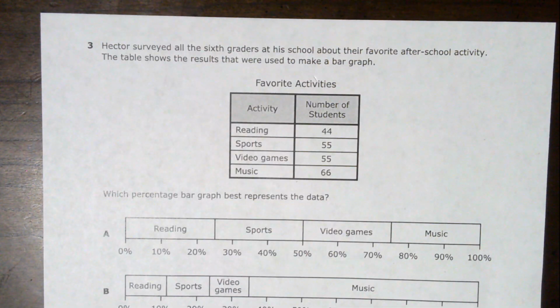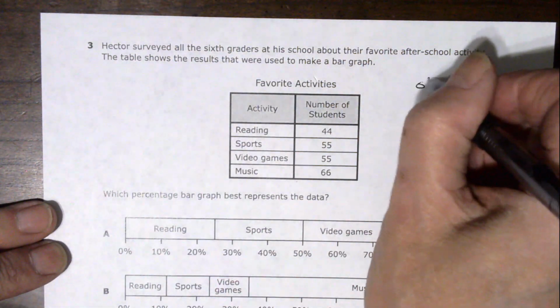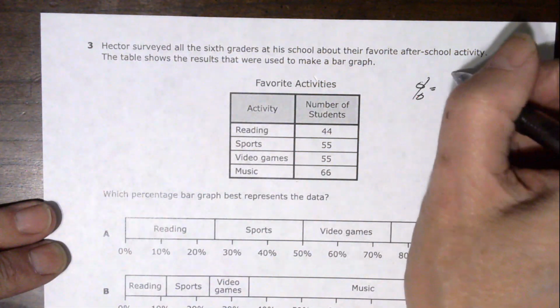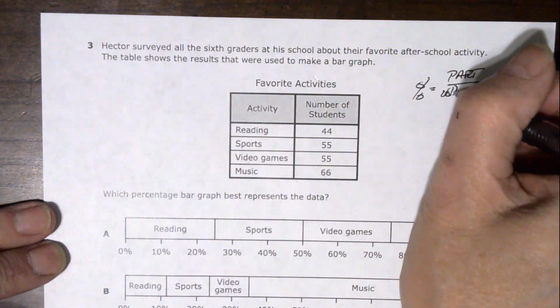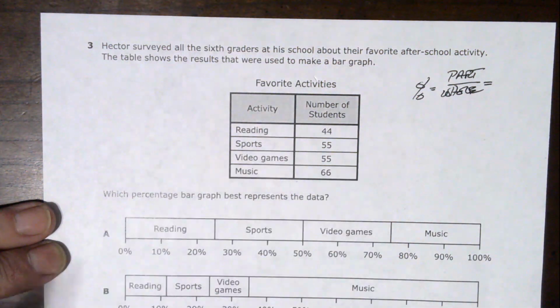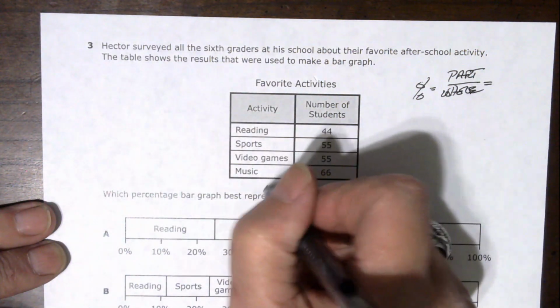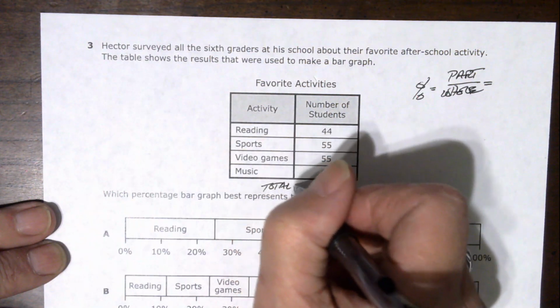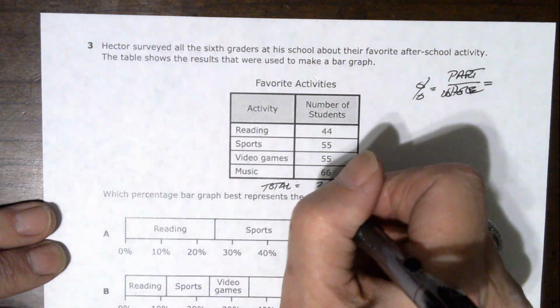The first thing I want you to remember is that a percent is equal to part over whole. So we need to find the part and we need to find the whole. Well, the whole is the total number of students, so we have to add up these 4 numbers. Our total students, or total population, if we add this all up, comes to 220.